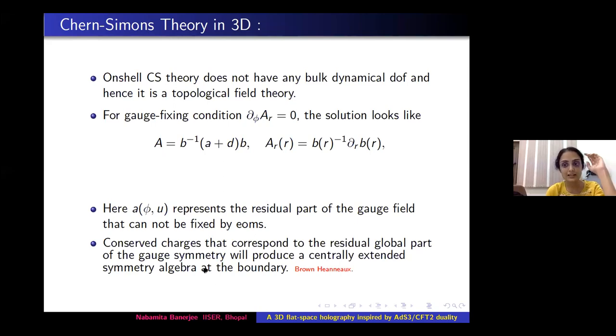Okay. So this prescription is by Brown and Henneaux, and this is how you can actually compute the symmetry at the boundary of a Chern-Simons theory in any manifold M. What would be the symmetry of this theory when you are going to the boundary of that manifold is constructed by this prescription.